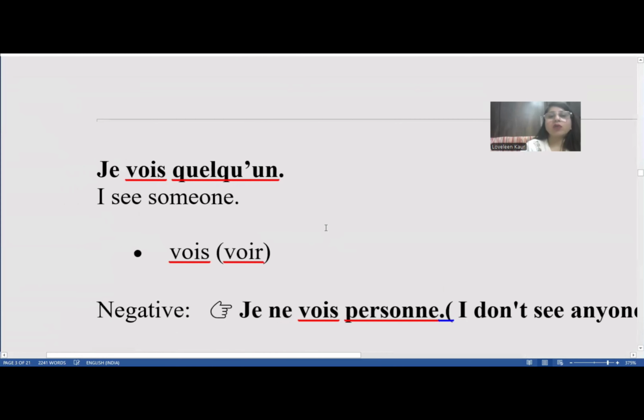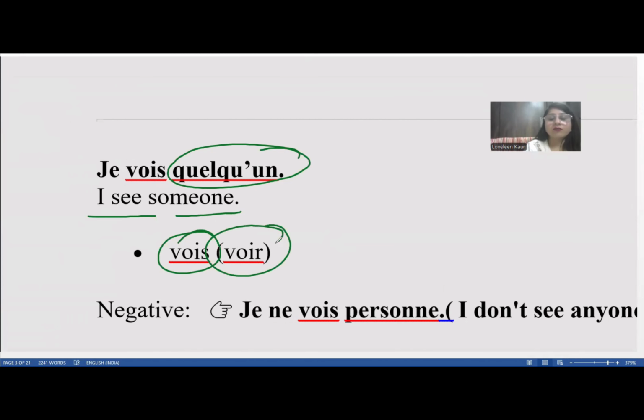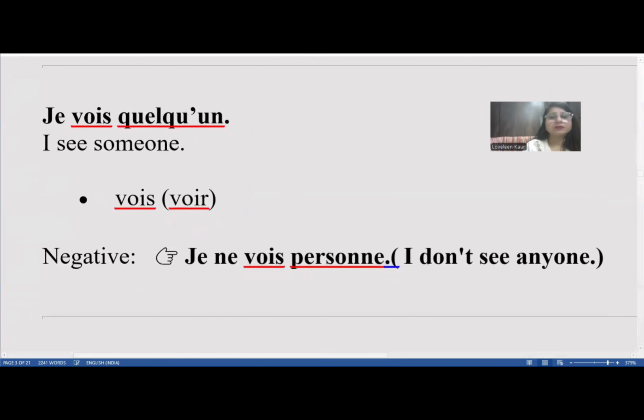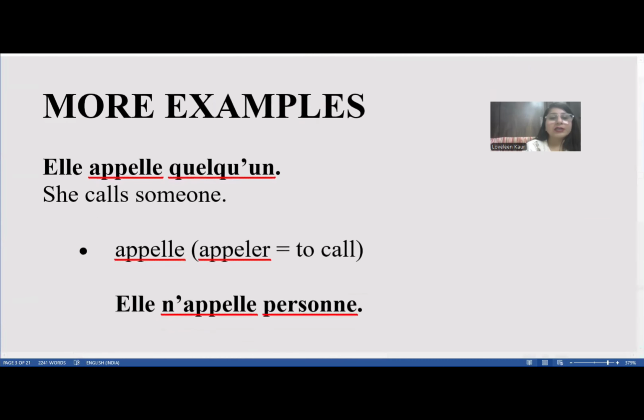Let's see how to make sentences. If I say je vois quelqu'un, it means I see someone. Quelqu'un is someone. Voir is a verb, voir means to see. Now I said je vois quelqu'un, I see someone. How will you make it negative? You'll simply say je ne vois personne. Okay, earlier we only used pas, now variety has come. Now we say je ne vois personne, meaning I do not see anyone. Now we are not seeing anybody. Right? More examples, let's see.